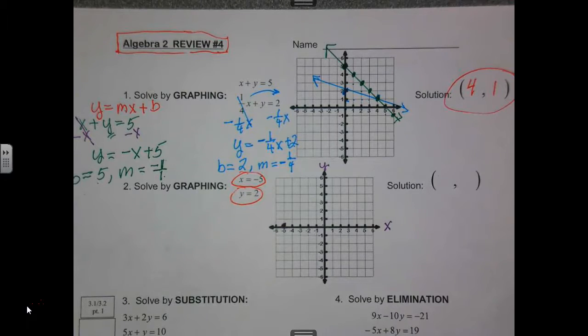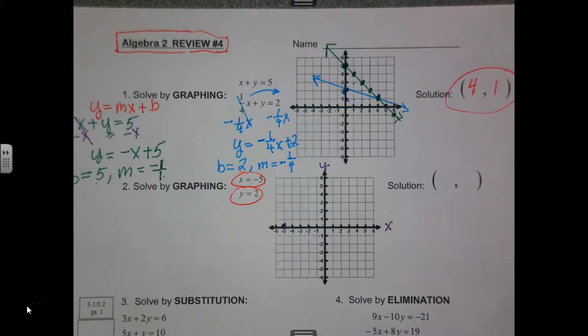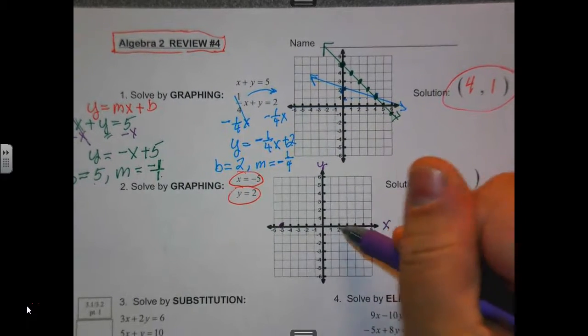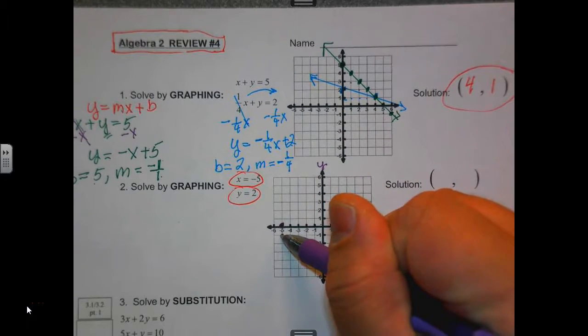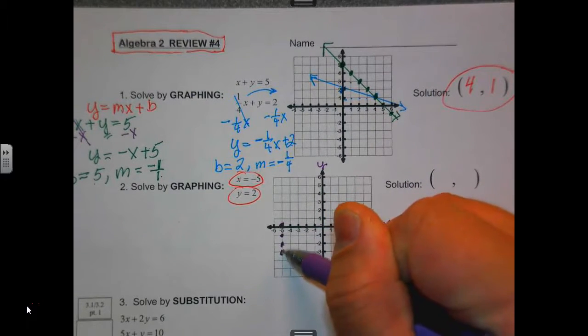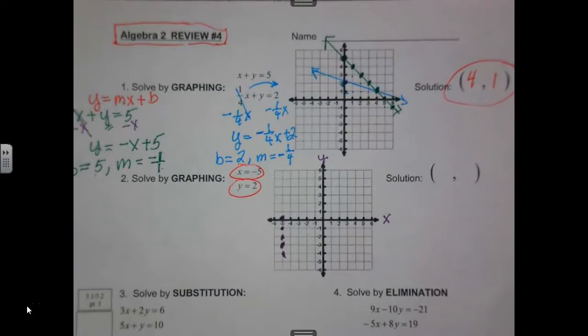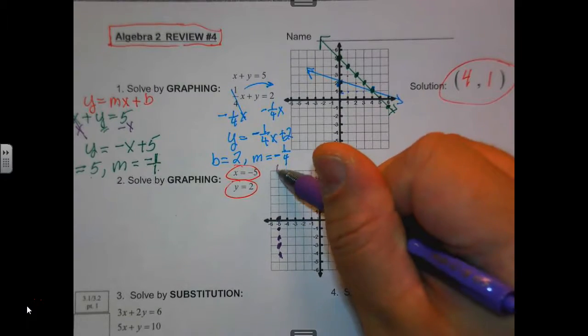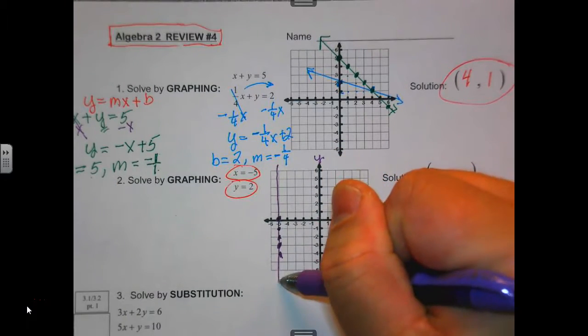Because if you can't remember the difference between horizontal and vertical, just think about this. My x will always equal -5. My x is going to equal -5, again and again. Okay? Your y value changes. Your x value will never change. Okay? So here's x equals -5. A vertical line.